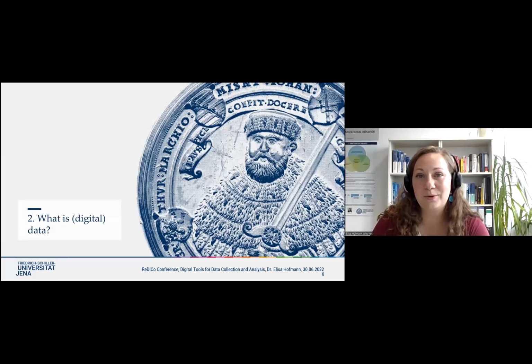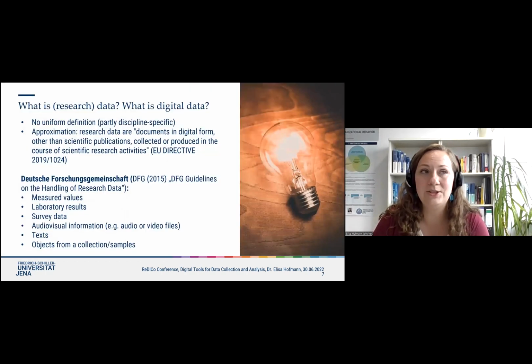Starting with the first question: what exactly is digital data? Before we can answer that, we have to start with the question, what in general is research data? There is no uniform definition of what data is and what it is not. It is, in most cases, discipline specific, but an approximation is that research data in general are documents in digital or analog form other than scientific publications, which are collected or produced in the course of scientific research activities.